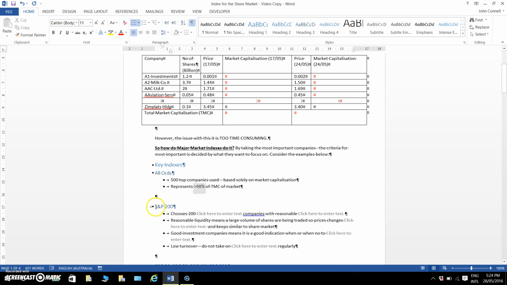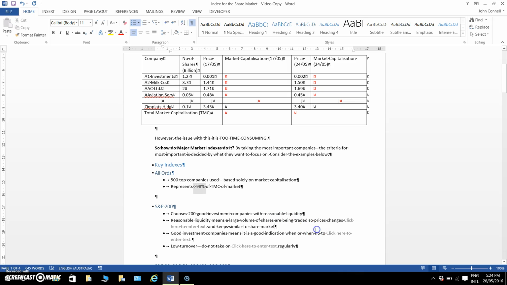Another one that is kicking around that's quite popular is S&P 200. So that chooses 200 good investment companies, so ones that you would want to invest in and that would be trending upwards over a long period of time. And they also have to have reasonable liquidity.